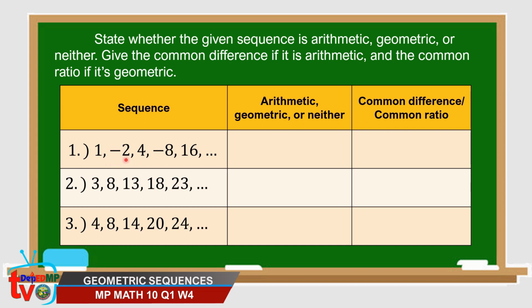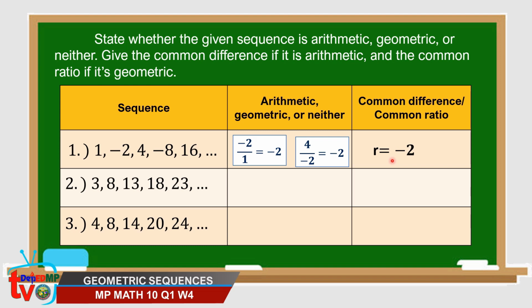So let's have negative 2 minus 1 equals negative 3. 4 minus negative 2 equals 6. We can see here that the differences are not the same, so definitely the sequence is not arithmetic. So, what if we will divide any term by the term that precedes it? Let's see. Negative 2 divided by 1 equals negative 2. 4 divided by negative 2 equals negative 2. All right, they have the same ratio of negative 2.